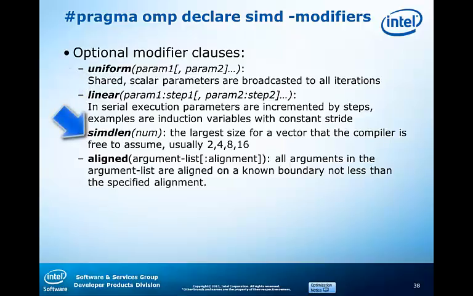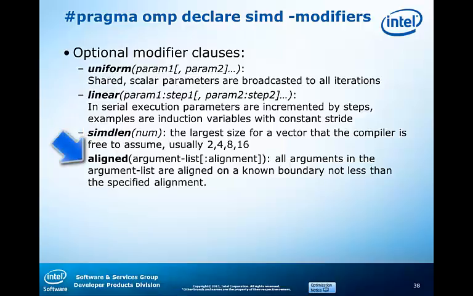The SIMD-len argument represents the largest integer for a vector that the compiler is free to assume, usually something like 2, 4, 8, or 16. It can be given explicitly as in the SIMD-len num clause shown here.